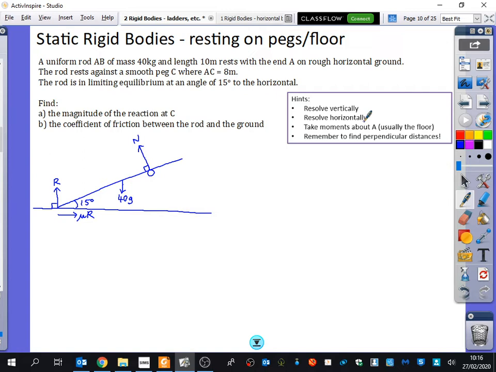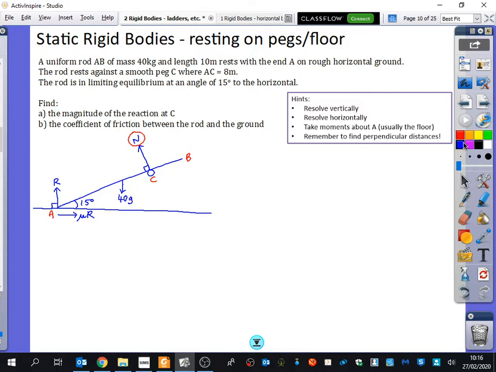Okay? So I'm going to start off. Which do you think might be the best thing to do if what I'm interested in is the magnitude of the reaction at C, which is this thing here? I think taking moments at this point. I probably should have labelled these: this was A, this was B, and this was C. I think we should take moments about A. Tell me why taking moments at A is the best. Because you're removing the R force. Good. I won't have R, and I won't have mu R in there, which is great because I don't know anything about it. So if I take moments there, I'm only going to be involving n and 40g, which is fantastic.